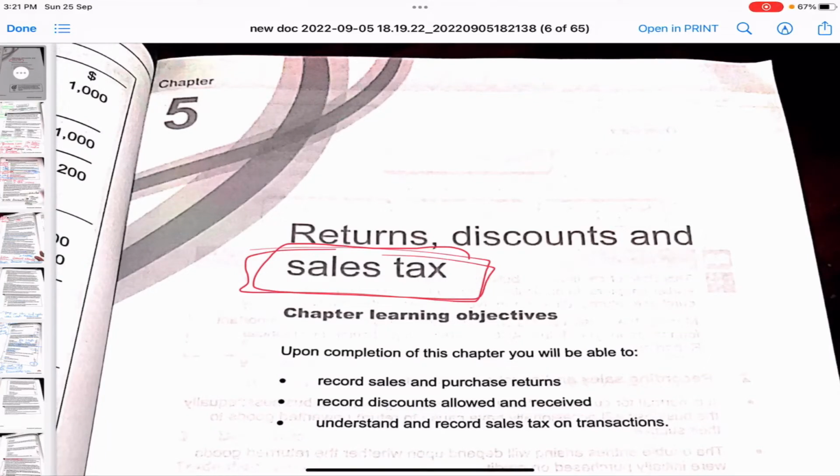Hello everyone, this is part 2 of chapter 5, returns, discounts and sales tax.